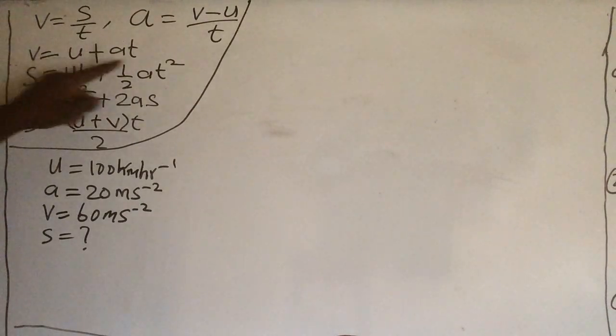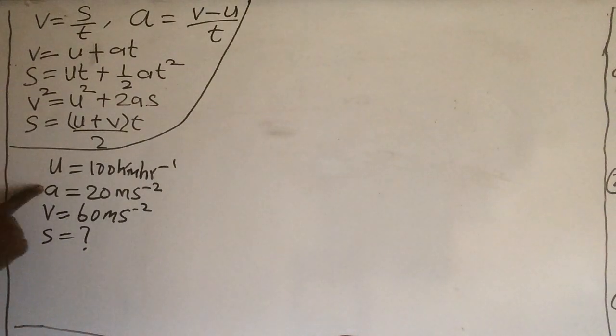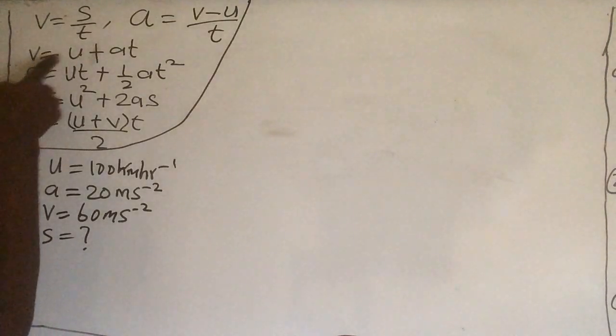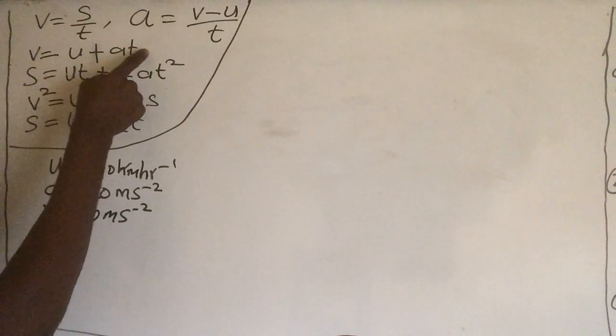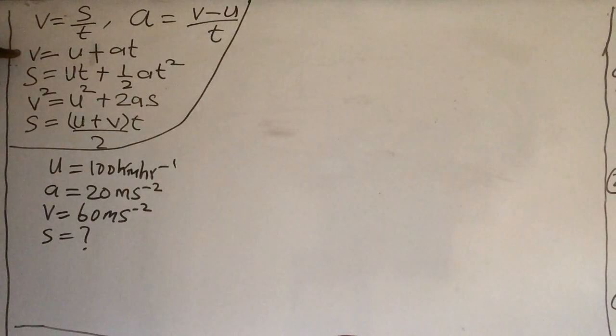What we don't have here is distance. So any question, you look at this question now, we have u, a, v, but we have distance. But distance is not in this first formula. So since distance is not in this first formula, and our question is demanding distance, we will not use the first formula. We check the second formula.